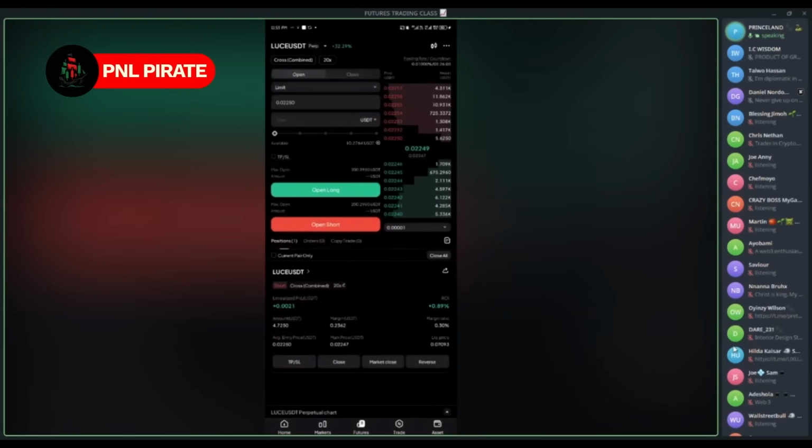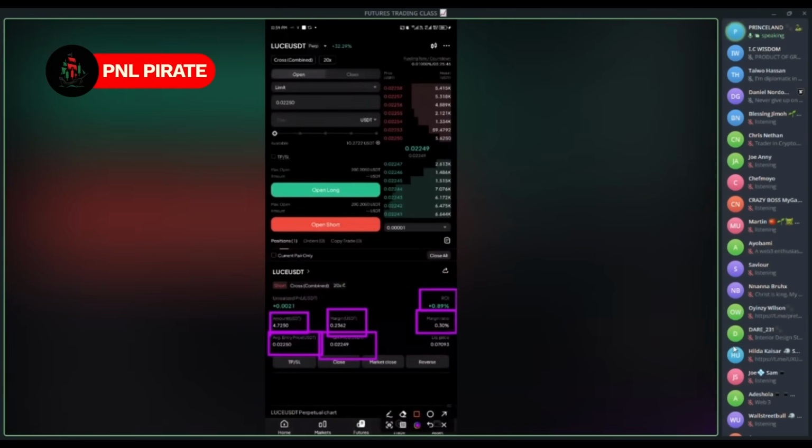So in that light, you should know that this is your entry. This is your entry price. This is the current price. This is the money you use. And this is the highest you can get from the trade. And this is the percentage of return. This is the margin ratio. And this is your liquidation point.